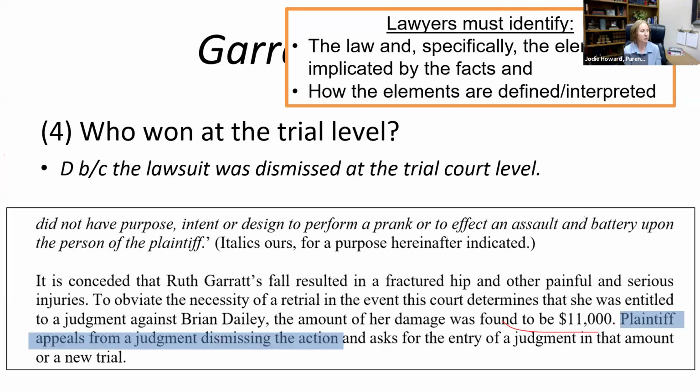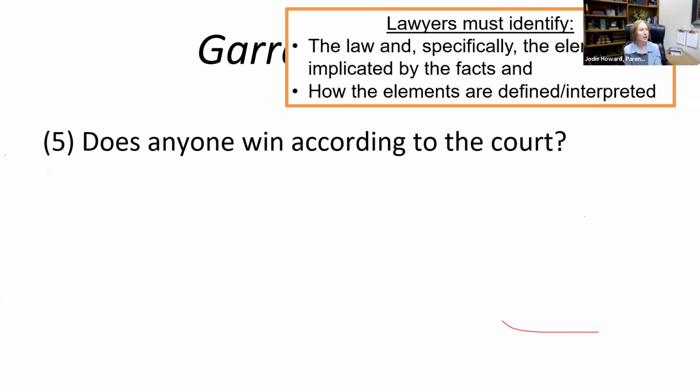And that's where we see this sort of language, right? The plaintiff appeals from a judgment dismissing the action. So the lower court didn't actually reach a decision, and she thought, I should have my day in court. So she appealed the motion to dismiss, which had been granted. Who wins at this appellate level?